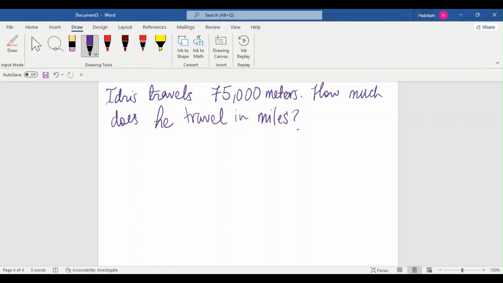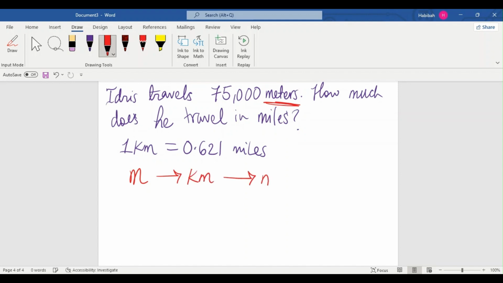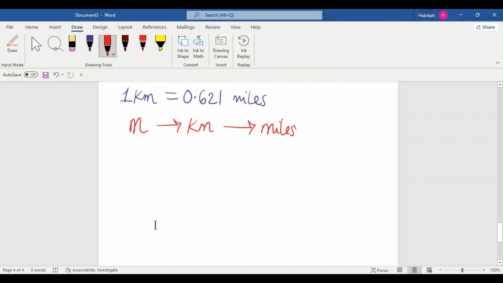So we know the information. We know that 1 kilometer equals 0.621 miles. But then we have an issue. The question we're given is in meters. So we have to go from meters to kilometers, and then from kilometers to miles. That's how you solve this question.